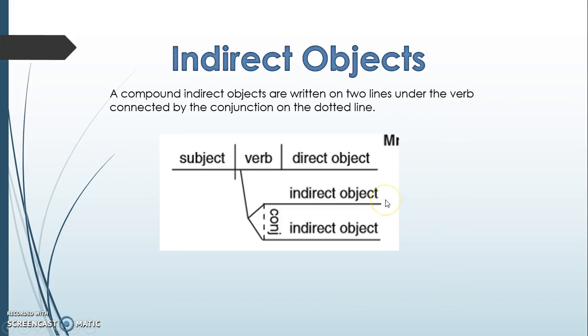And yes, there can be a compound indirect object. You knew that. You don't have to copy this in your notes because you're about to do an example, but this is what it would look like. Same thing, same setup as everything else that's compound, okay?